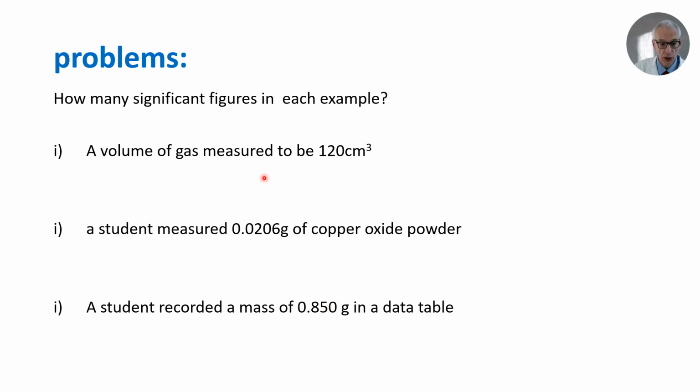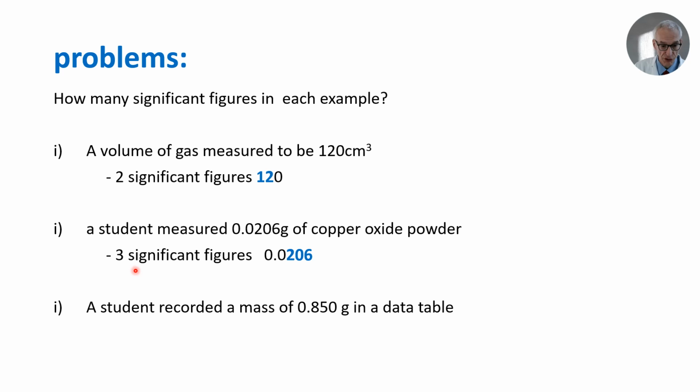Okay, so a volume of gas measured to be 120 centimeters cubed. Well, that's only got two significant figures. There is no decimal place, so the 0 after the numbers is not significant. So two significant figures, the 1 and the 2, the non-zero figures. A student measured 0.0206. Well, there are three significant figures. The 2 is significant, the 6 is obviously significant, and the trapped 0 is significant. So three significant figures.